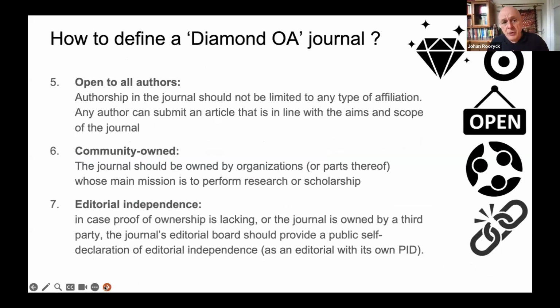How do we define community owned? Well, the easy part there is to say that the journal should be owned by organizations or parts of an organization whose main mission is to perform research or scholarship. So that means labs, associations for the promotion of science, scholarly societies, research performing organizations of any kind, universities, libraries, university presses. You can think of many more examples. That counts as community owned because those are organizations whose main mission it is to perform research and scholarship.